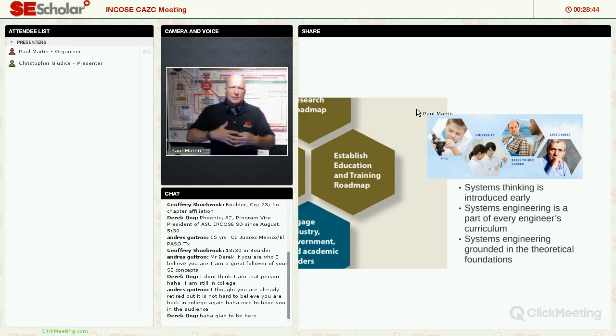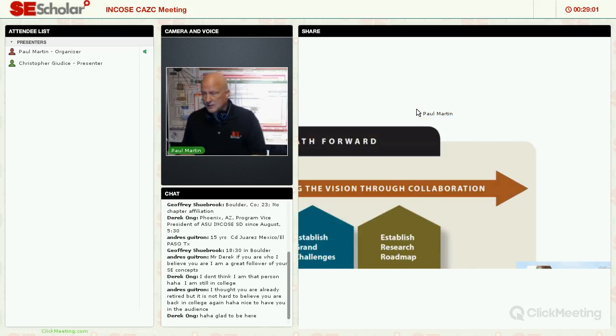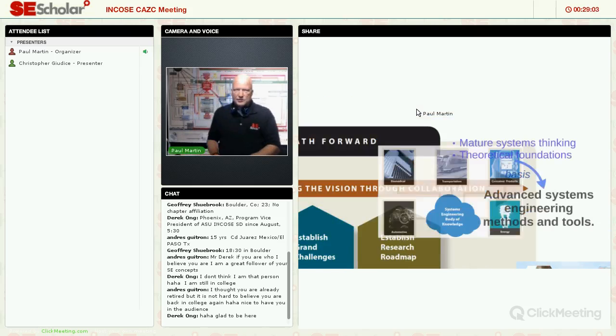Systems engineering would become part of that, and you would have some kind of theoretical foundation for systems engineering as you go forth. In other words, system science would finally make a breakthrough and help us out. The other thing is establishing research roadmaps, where we start thinking about advanced systems engineering methods and tools, all based on that theoretical foundation that we talked about before.